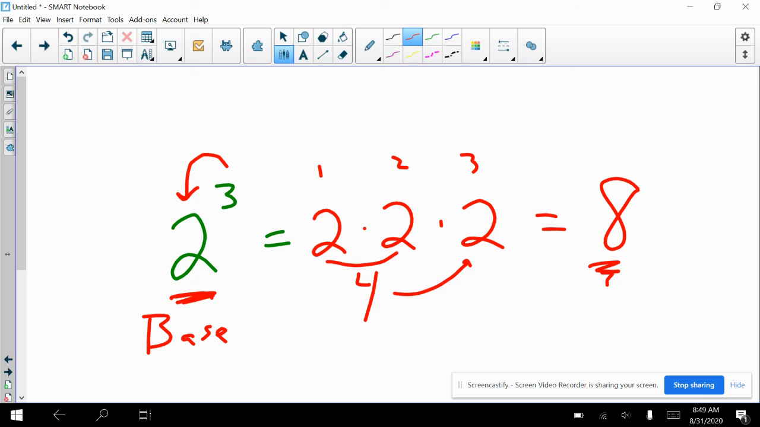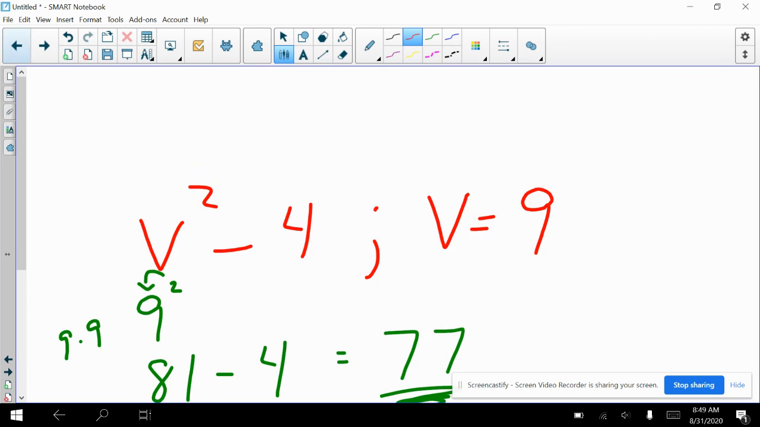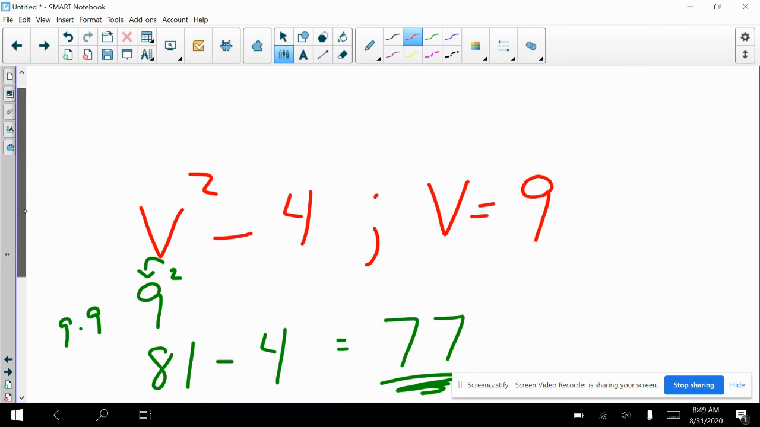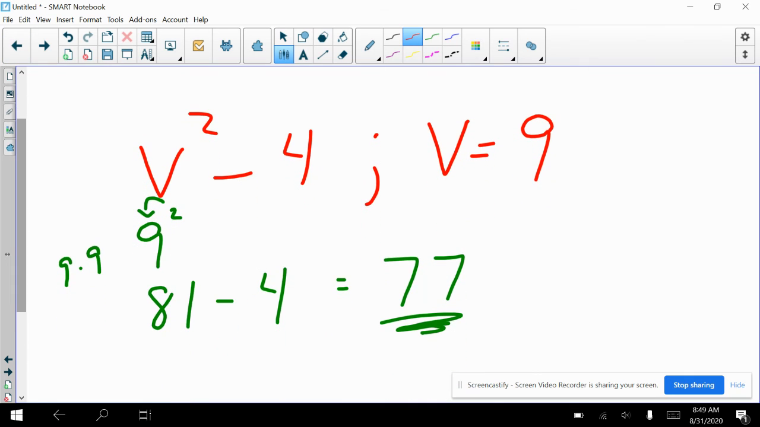Any questions on evaluating expressions? Add, subtract, multiply, divide? Mason. That one right there, buddy? Yeah. You got it. Any questions before we move on? Going once? Going twice?